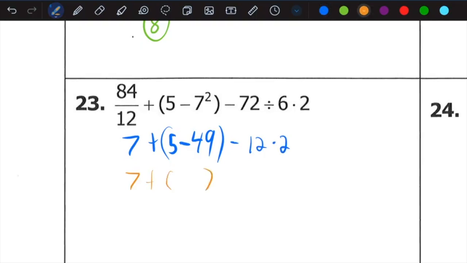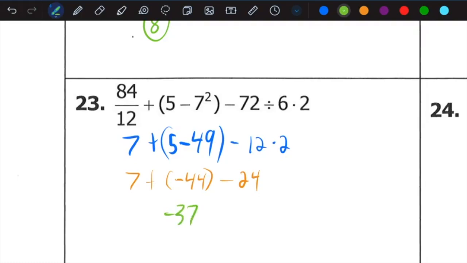So inside my parentheses, I will have 5 minus 49, which is negative 44, minus 12 times 2, which is 24. From left to right, 7 and a negative 44 add up, or subtract really, to give us negative 37.